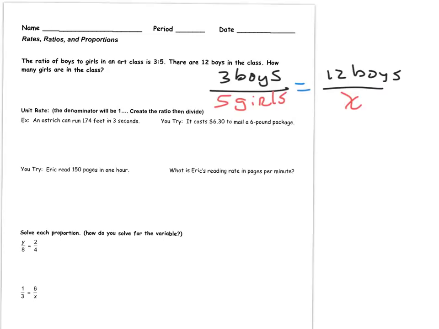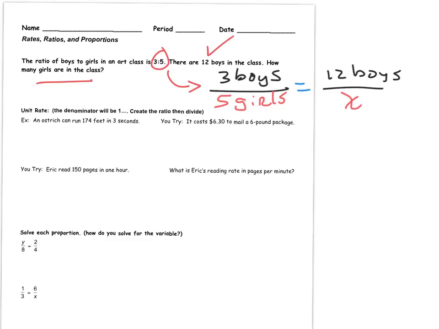All right, we're talking about rates, ratios, and proportions. Number one, the ratio of boys to girls is 3 to 5. Notice they have it as 3:5. We can also write it as a fraction, 3 boys over 5 girls. Now, we want to know when you have 12 boys, how many girls are in the class.